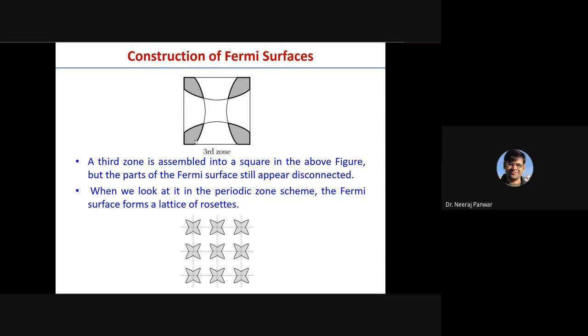But if we look at this figure in the periodic zone scheme, then this figure would look something like this. This would form a lattice of rosettes. You see, it is kind of a rose. So this is the third Brillouin zone in the periodic zone scheme, and we will see how we can form this rose type of thing of the third Brillouin zone in the periodic zone scheme.